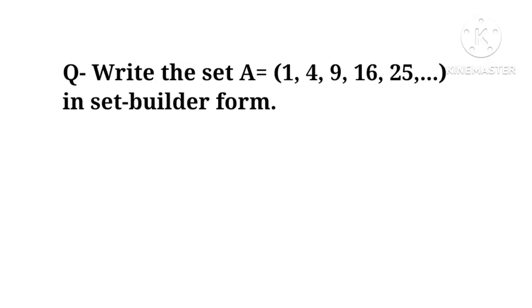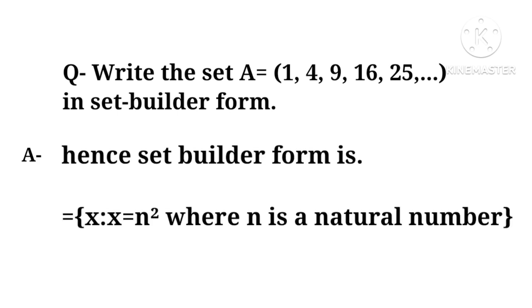Write the set A equals {1, 4, 9, 16, 25} in set builder form. Here again we see that each member is a perfect square, like 1 squared, 2 squared, 3 squared, 5 squared. Hence set builder form is A equals {x : x = n squared, where n is a natural number}.